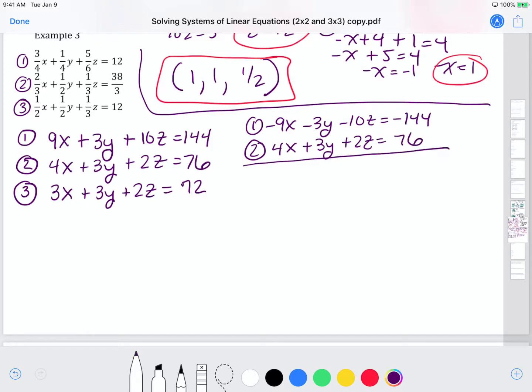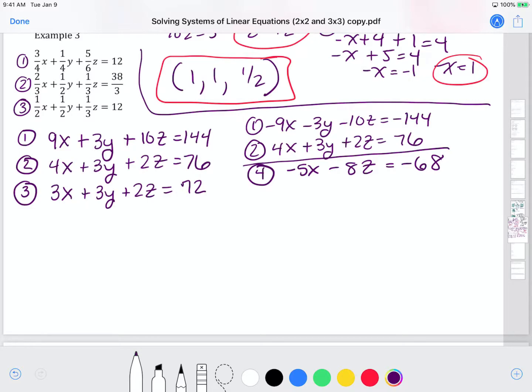And then I can add vertically because I have a +3 and a -3. So the y's disappear, and if I add the x's, that's going to give me a -5x. The -10 and the +2 gives me a -8z. And then I have 144 that's negative, and a +76, that's going to give me a -68. So that's my equation 4. Let's come up with an equation 5 now.